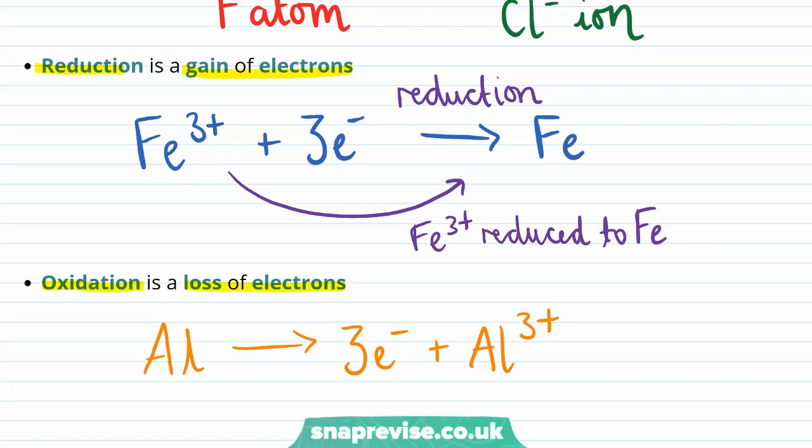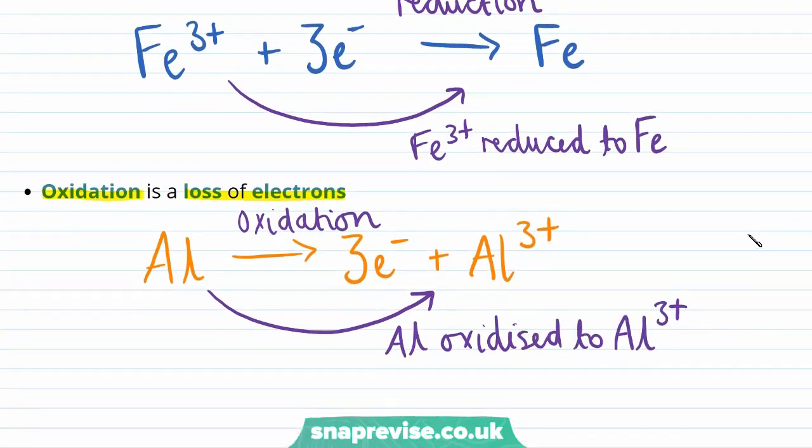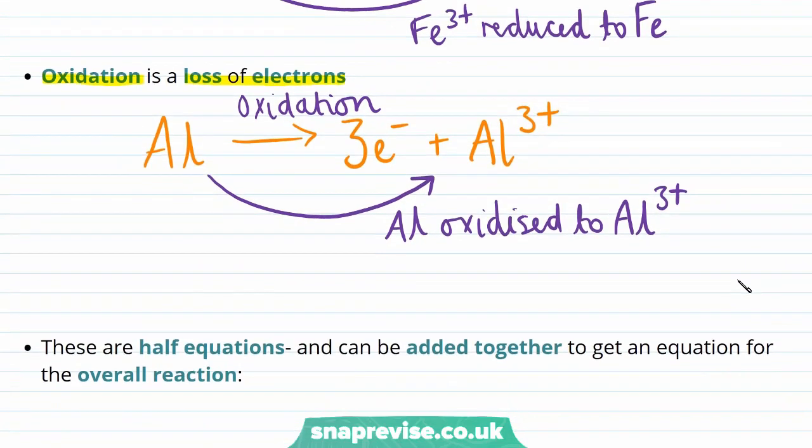we draw our electrons on the product side of this reaction to show that we've produced the cation and the electrons from the atom. And we would describe this process as oxidation, and that Al has been oxidized in order to form Al3+. What we've written here for the reduction of Fe3+ to Fe and the oxidation of Al to Al3+ are known as half equations.